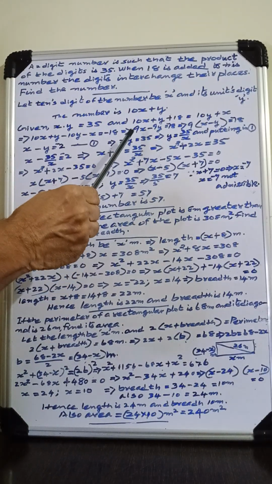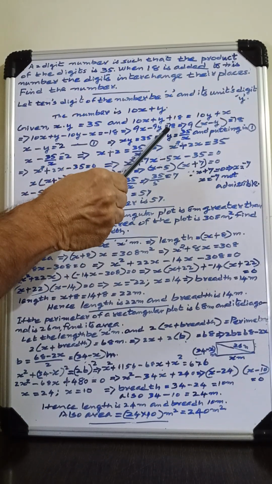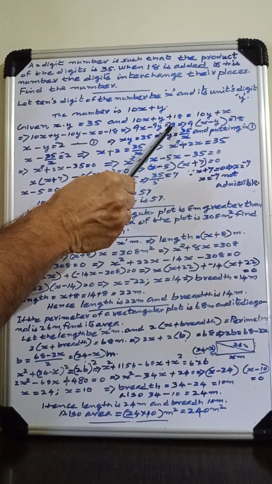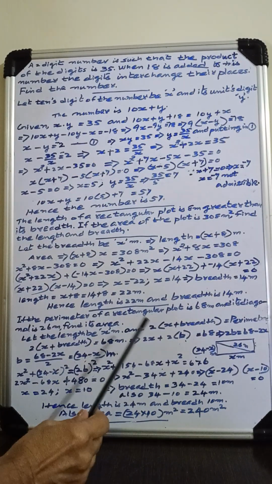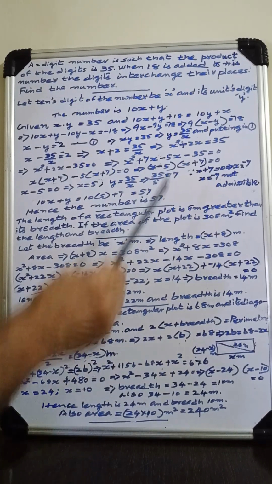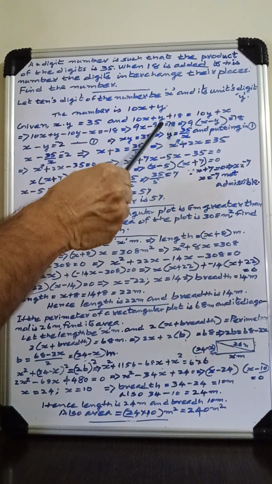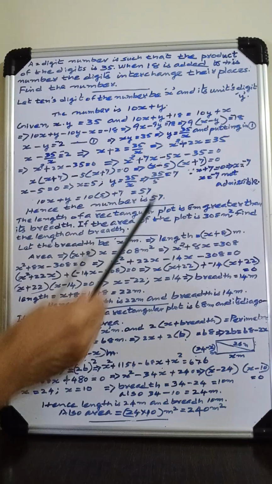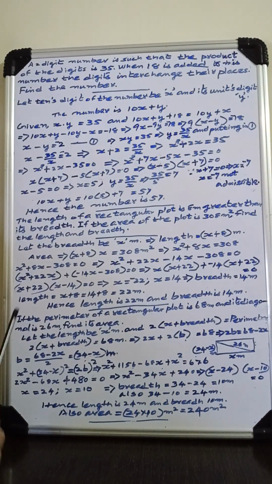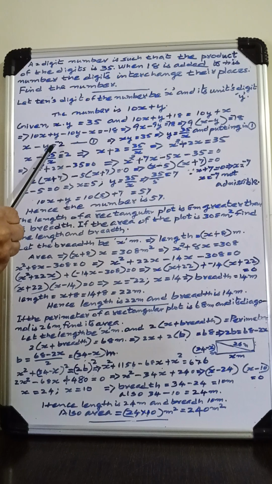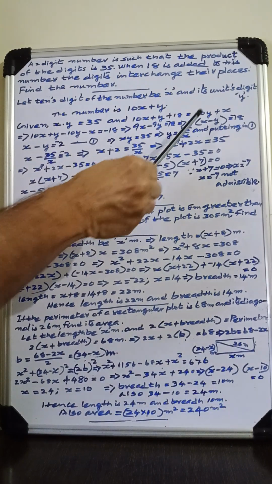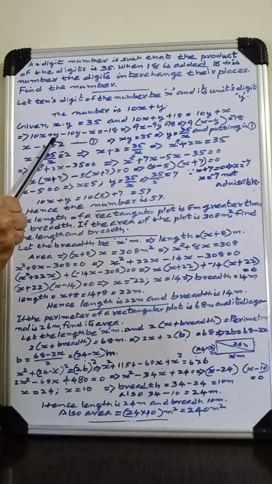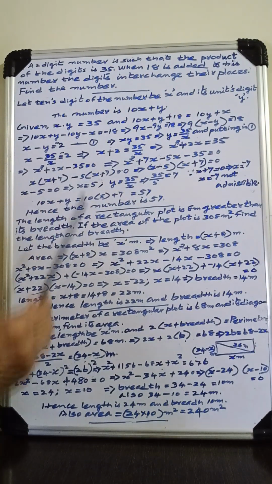That is 9x minus 9y equals 18 minus 18, which implies, taking 9 common, 9 into x minus y equals minus 18. That is x minus y equals minus 2. 9 comes to the other side, minus 18 by 9, minus 2. That is the first equation.